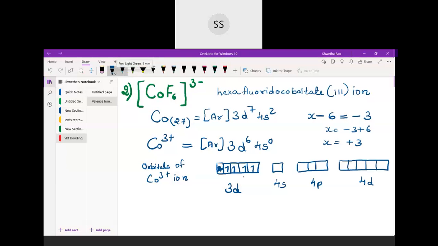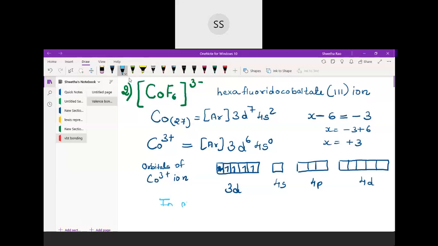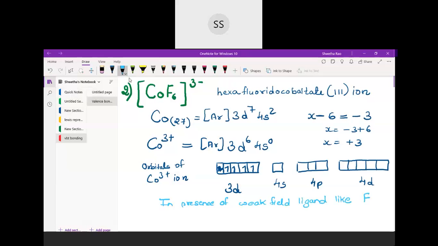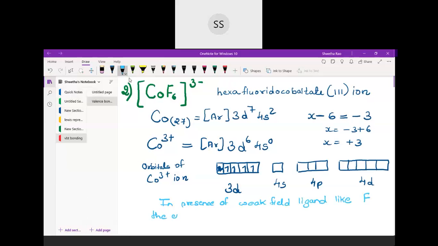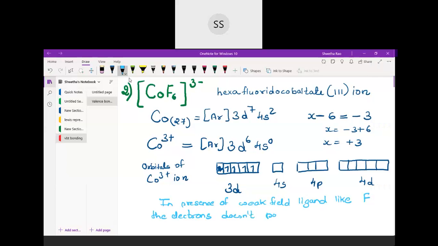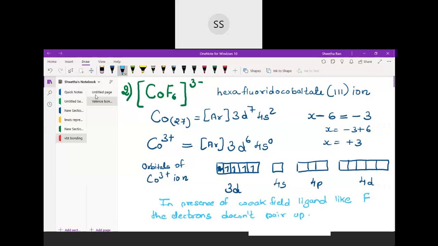Okay, so here I can write down the statement: in the presence of weak field ligand like fluorine, the electrons do not pair up. Okay, so you can go for the next one.